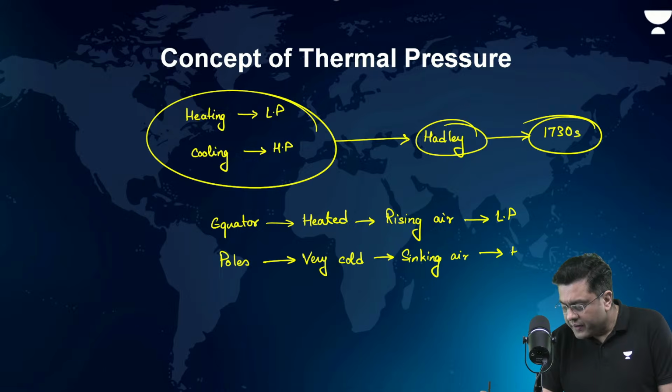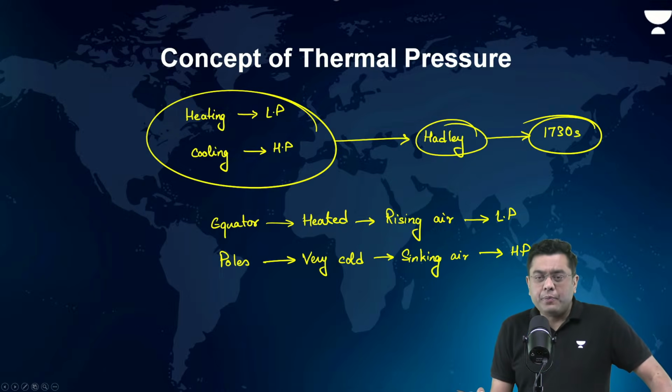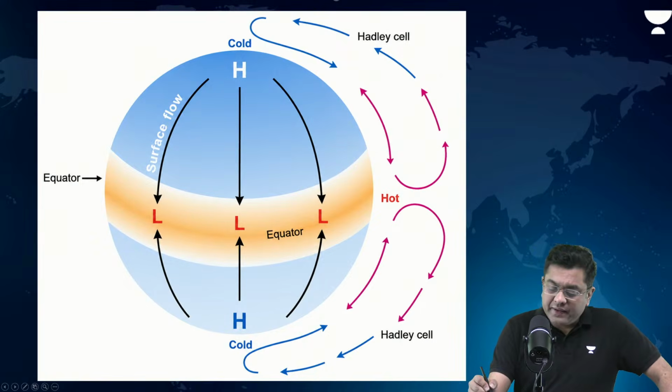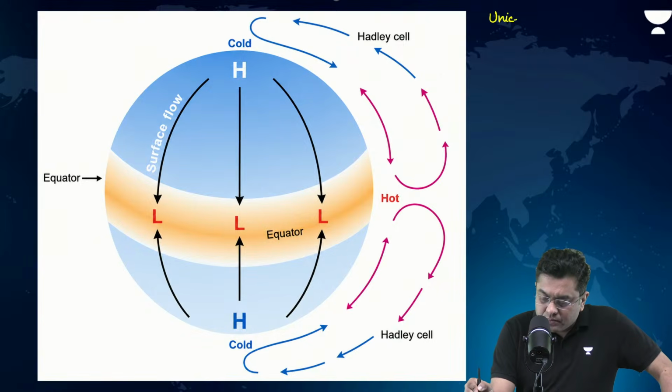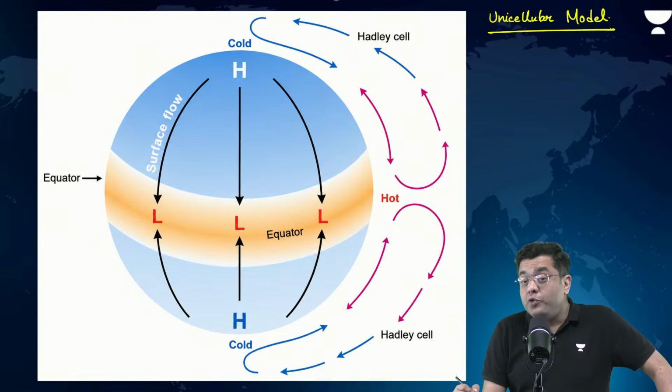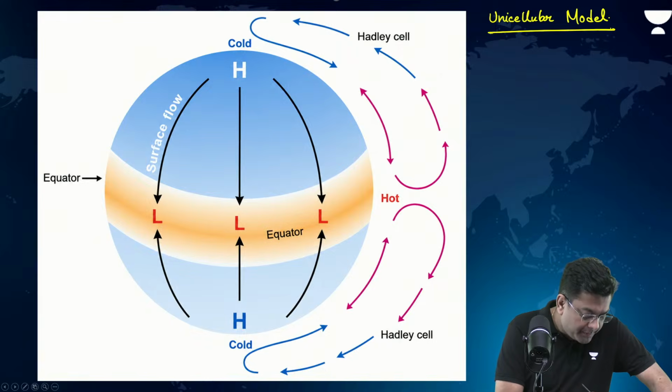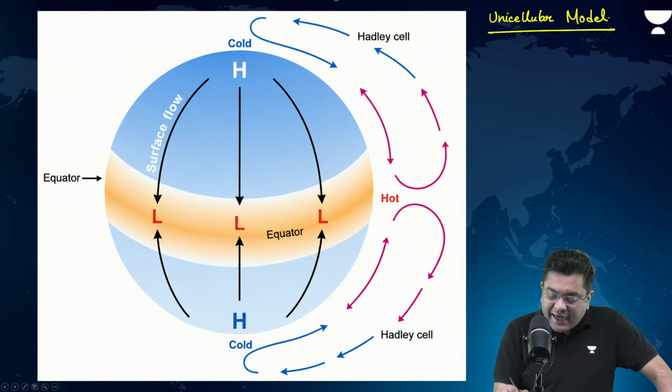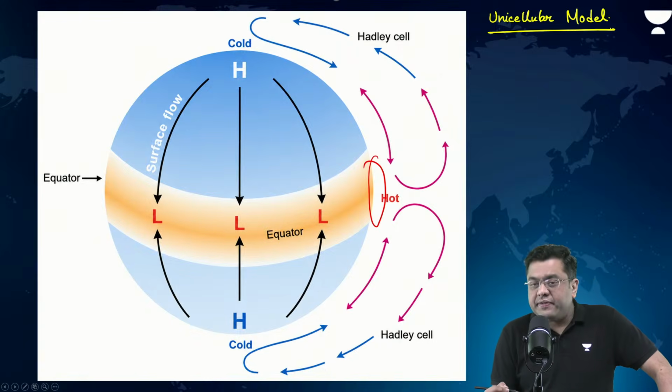Based upon this, Hadley proposed what is known as the unicellular model of air circulation. Now, what was this unicellular model of air circulation? It basically said that, look, at the region of the equator, there is enough heating, the air rises up, and a convection current is created.